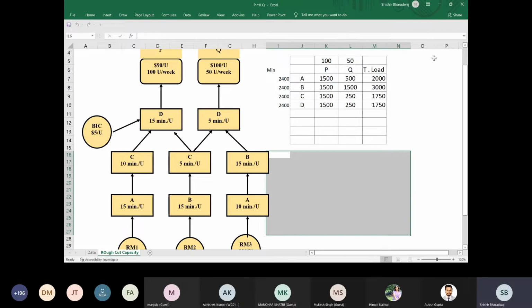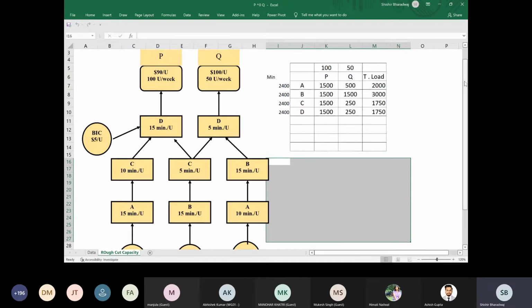Okay. So P and Q are two products. P is sold for $90 per unit. Q is sold for $100 per unit. Below that is the demand: 50 of Q and 100 of P. And below that is what we call the process layout.